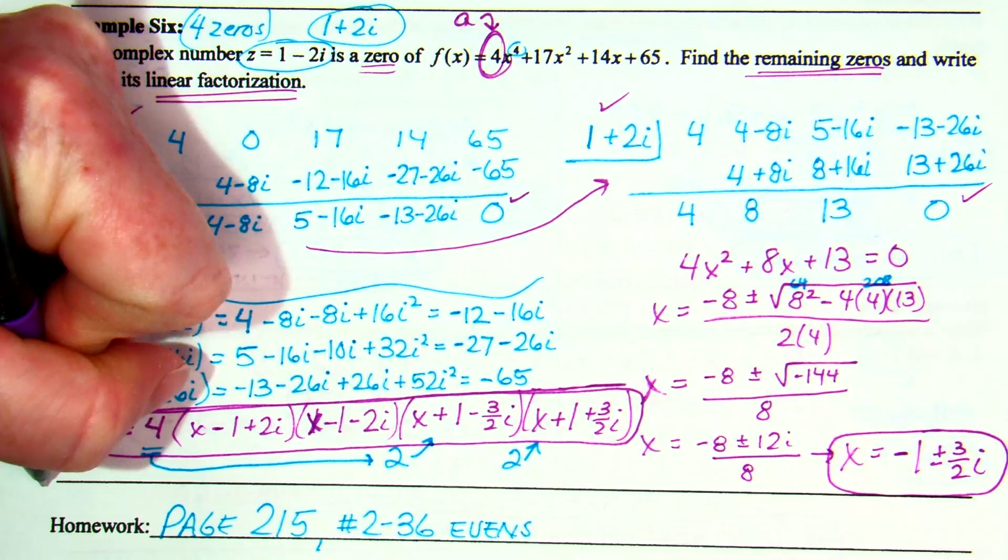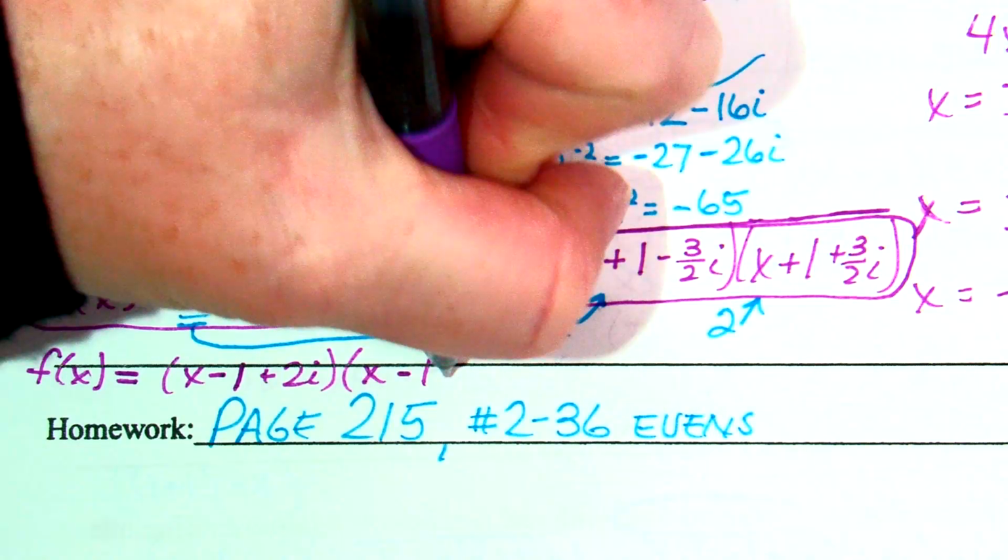F of x equals, first of all, my 4 now is going to be gone because I'm going to multiply it into those other 2 factors. So I'm not going to write my 4. My first 2 factors, are they changing? No. It would be helpful if I blow this up at this point. So I'm going to keep x minus 1 plus 2i. I'm going to keep x minus 1 minus 2i.